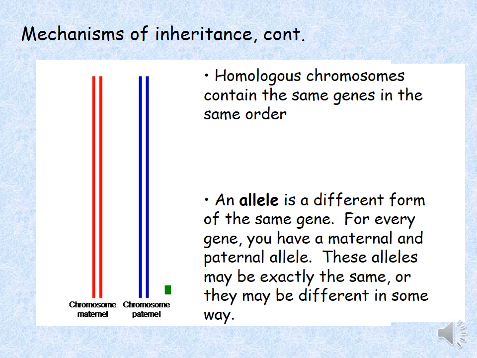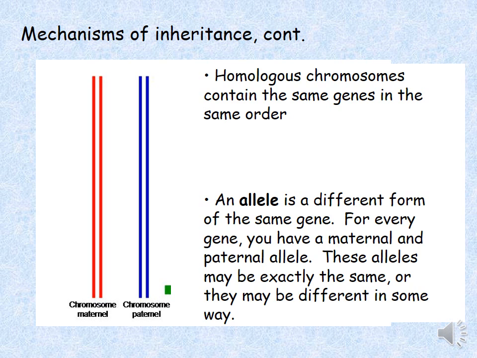So, homologous chromosomes. One comes from your mother, one comes from your father. They are going to contain the same genes on them. So we're not looking at a karyotype right here, but basically this is one set of homologous chromosomes. In a human being, there are 23 pairs of homologous chromosomes.